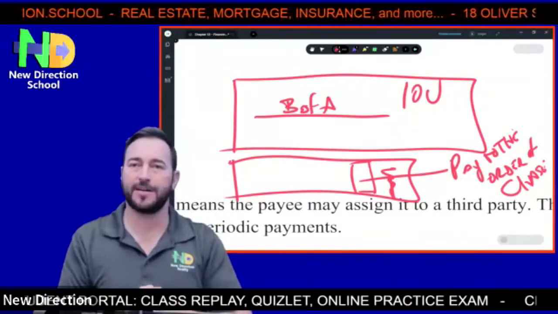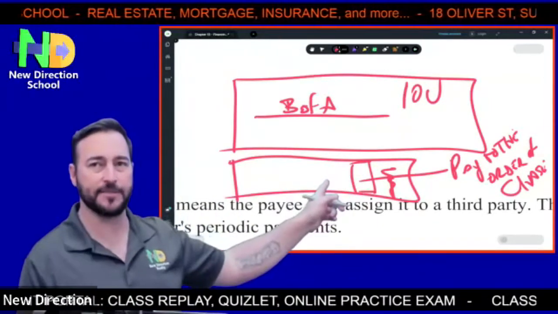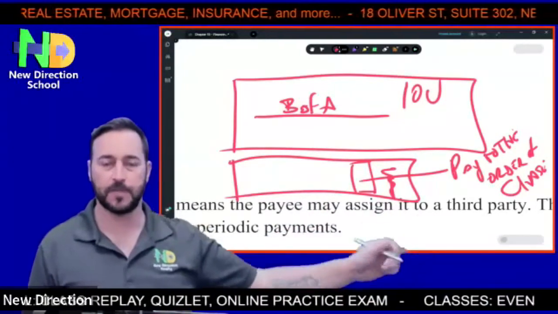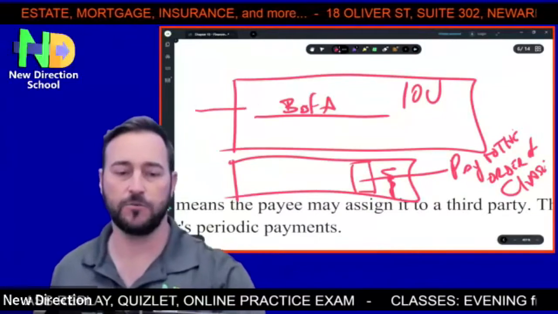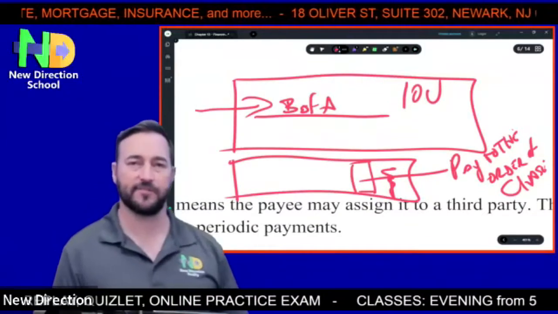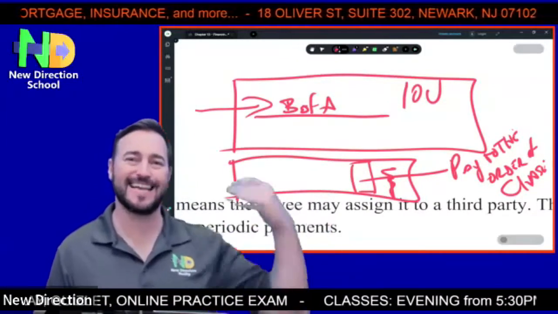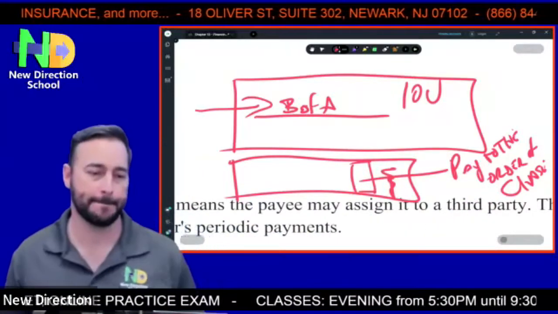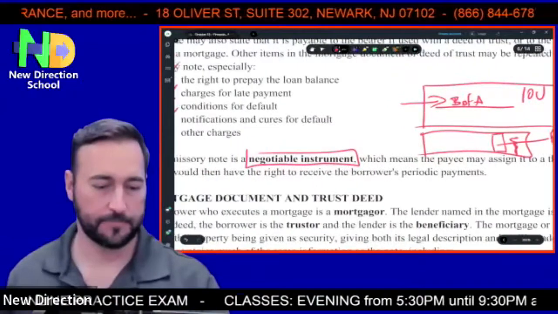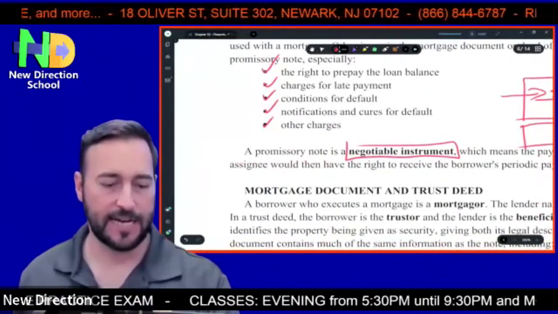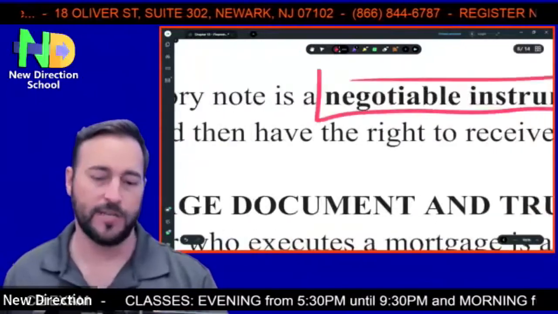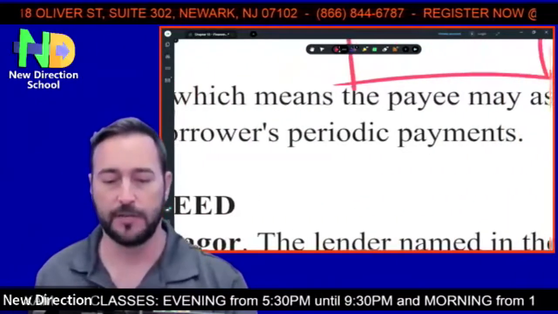Tomorrow we're going to learn about secondary markets, and that's where this happens. This transfer happens in the secondary market. So I originated the loan with Bank of America, but then Bank of America sells it in the secondary market to Chase. Okay? All right. So the assignee, whoever receives, in this case Chase, in my example, would then have the right to receive the borrower's periodic payments.